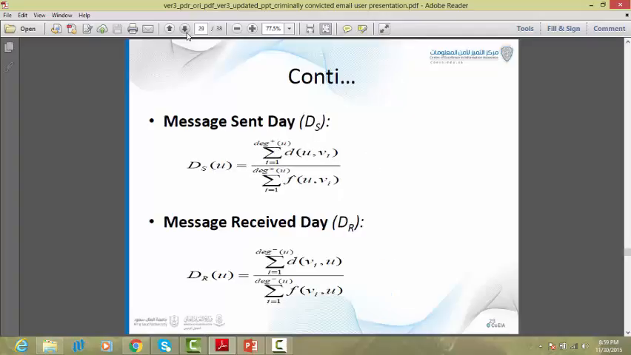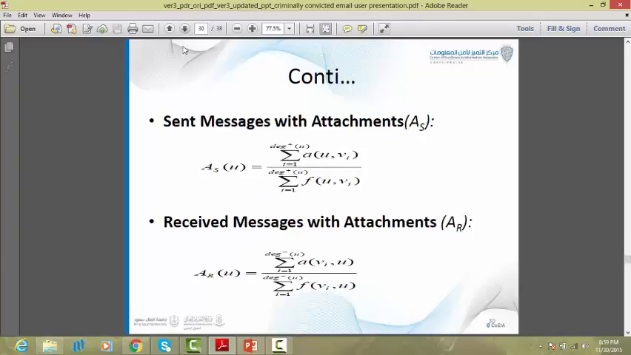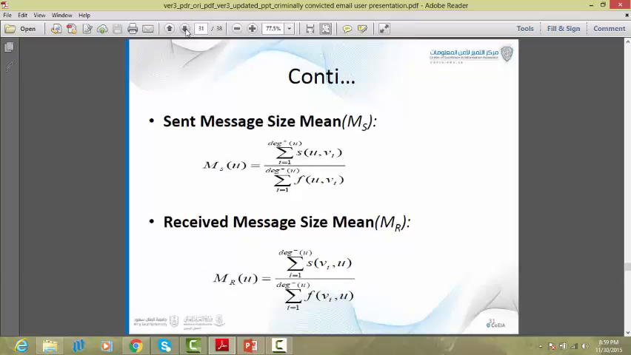This is for the message sent day and message received day, the same as the previous slide, but here we will use two variables, ds and dr. The same thing is applicable over here also. We will use sent message with attachment and received attachment. Same thing, sent message size mean and the received message size mean. This is its formula.